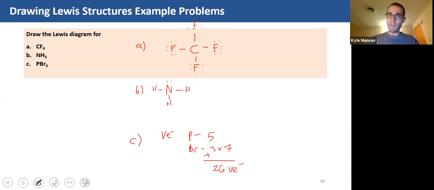Okay, go back on the periodic table, find out which one is the least electronegative. And so we're going to put phosphorus in the middle here, and we're going to connect it now to our bromines. So this is going to be our tentative structure. In doing so, I used up six valence electrons. So I have 20 valence electrons left. I'm running out of room.